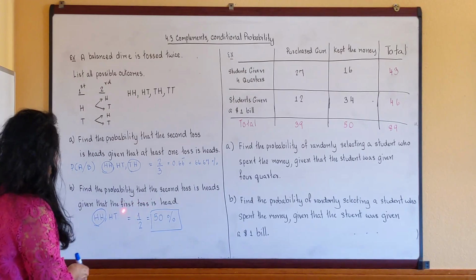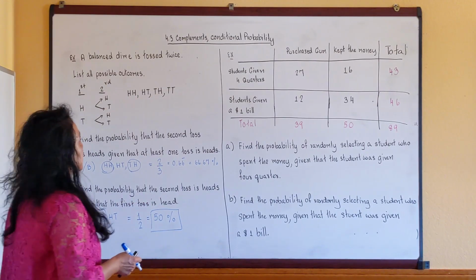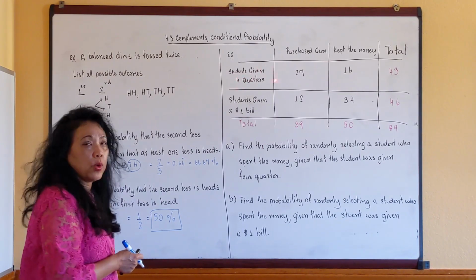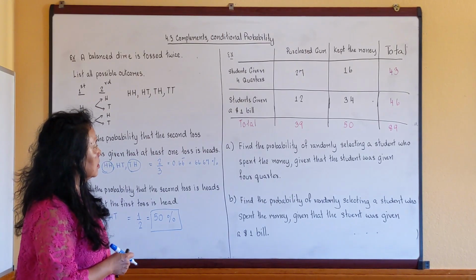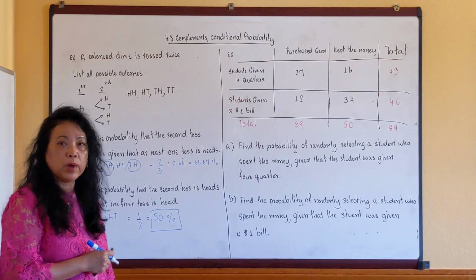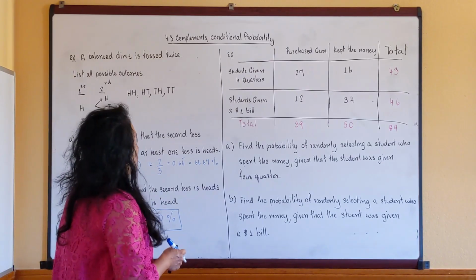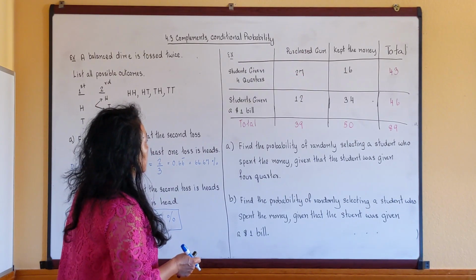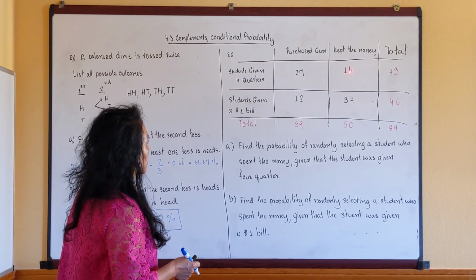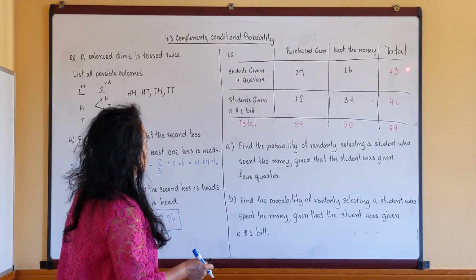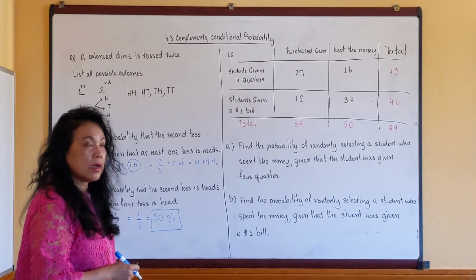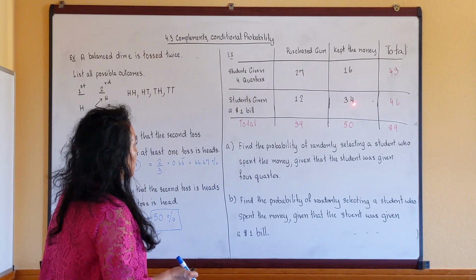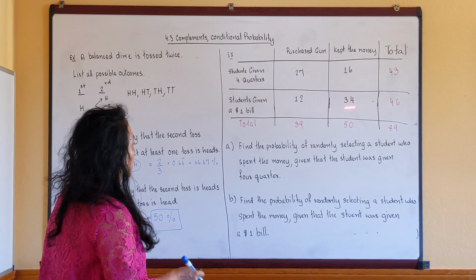Alright, same question, but the given is different. Now let's look at this example. You have two groups of students. One group, you give them 4 quarters. 4 quarters is still $1. And another group, you give them a $1 bill. For the one that you give 4 quarters, 27 of them purchase gum, 16 of them keep the money, and all of them is 43. The one that you give a $1 bill, 12 of them purchase gum, 34 of them keep the money. So all of them altogether is 46.